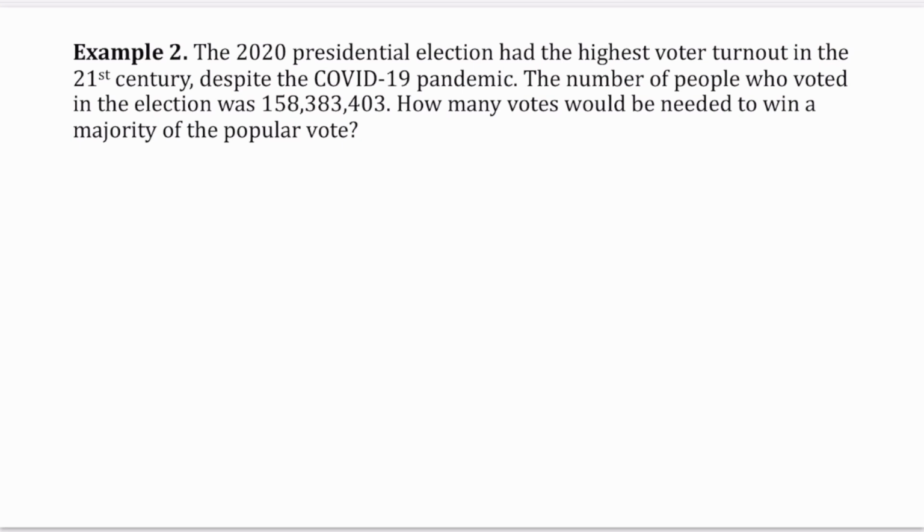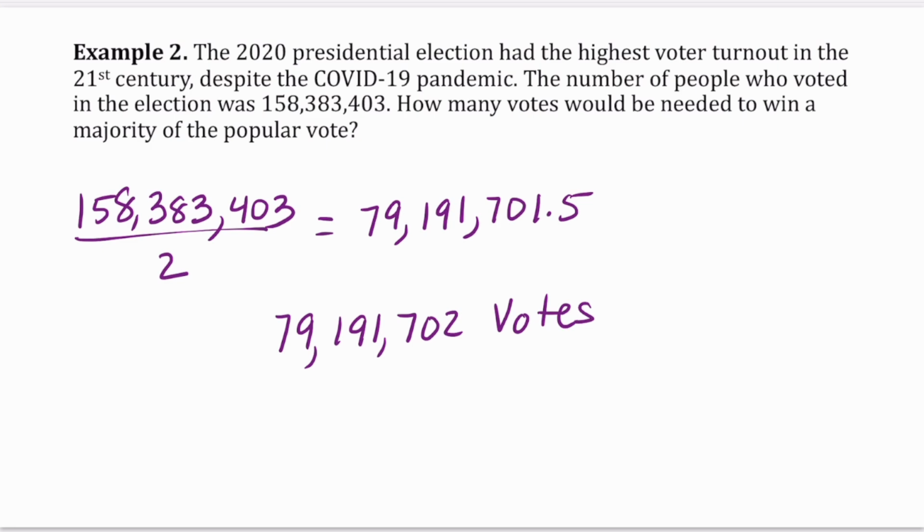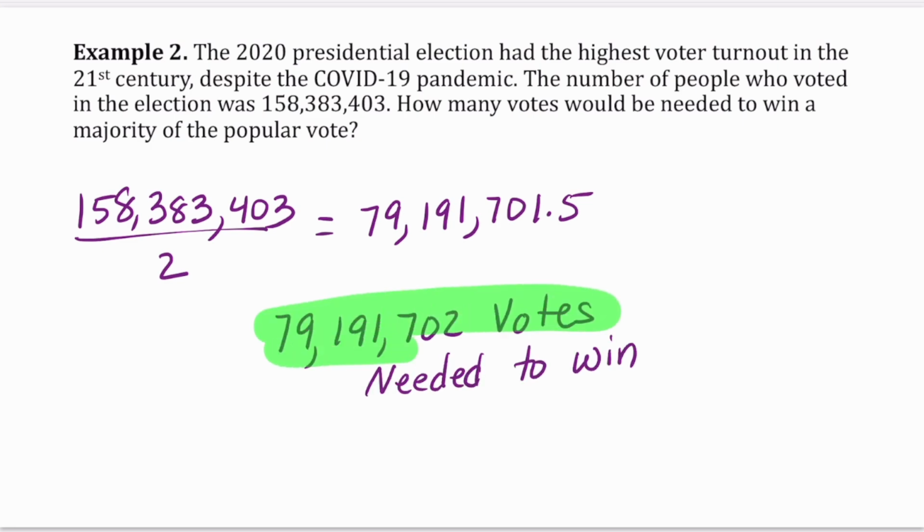Well, once again, majority is more than 50%. So if we take the number of voters that voted during that election and divide by 2, we get that 50% would be 79,191,701 and a half votes. We want more than 50%, so we'll round that up to the next whole number, giving us that we need 79,191,702 votes to win the majority of the popular vote.